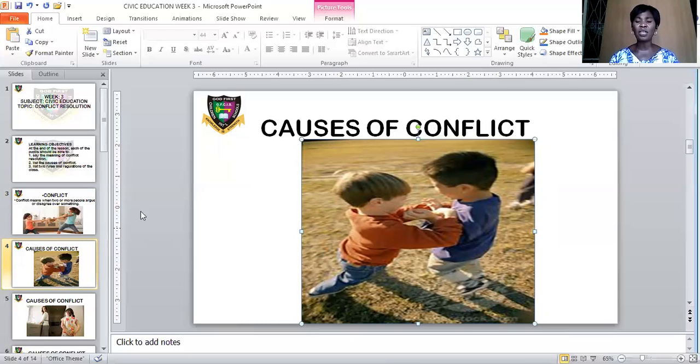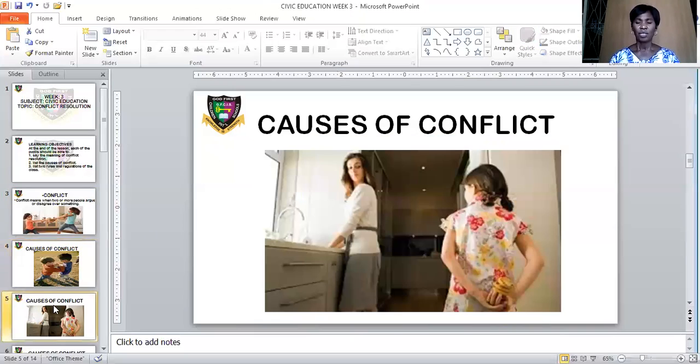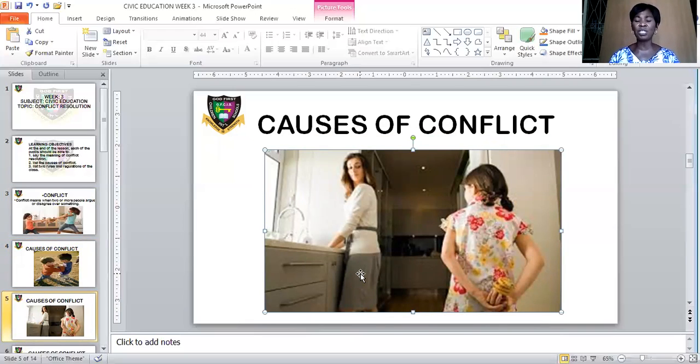The second picture here shows a girl doing something. What is this girl doing? Yes, the girl is hiding something behind her. That is what they call stealing. Is it good to take what does not belong to you? No. What do they call that? Stealing. When you take something that does not belong to you, that means you are stealing.